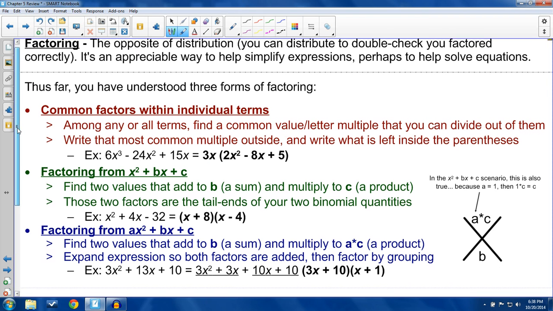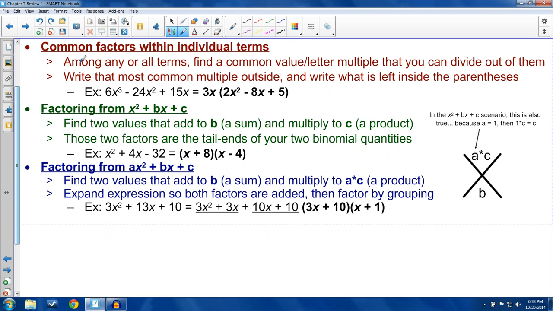So there are three different ways that we're doing factoring here. One way is common factors, which means among any or all terms, you find a common value or letter multiple that you can divide out of them. And by letter, I mean a variable like x. So you have this example here, 6x cubed minus 24x squared plus 15x. You want to find a number that is a multiple of 6, negative 24, and 15. In this case, it was 3. And then you want to find a variable that's a multiple of all three, which is x. And you can factor those two out. You're left with 2x squared minus 8x plus 5 on the inside after you divide out 3x.